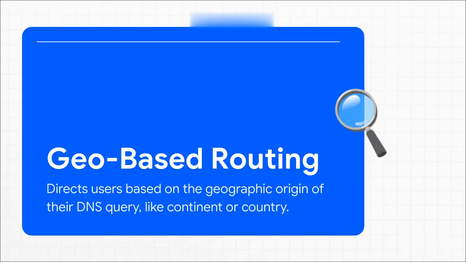Now for our second tool, geo-based routing. This one's way more straightforward. Instead of chasing the lowest latency, we just look at where the user's request is coming from, their country or their continent, and we send them to a server we've already designated for that region. It's not about dynamic performance. It's about following a set of geographic rules.